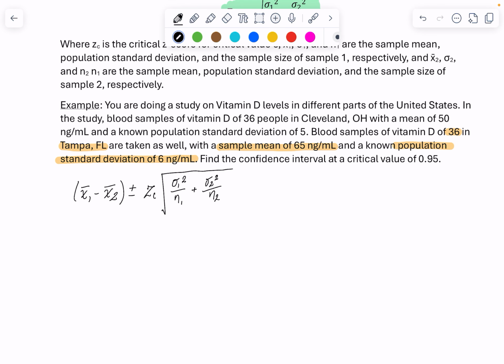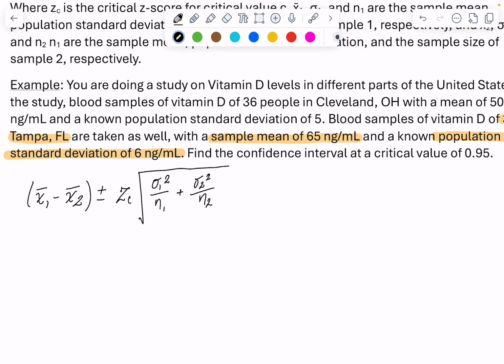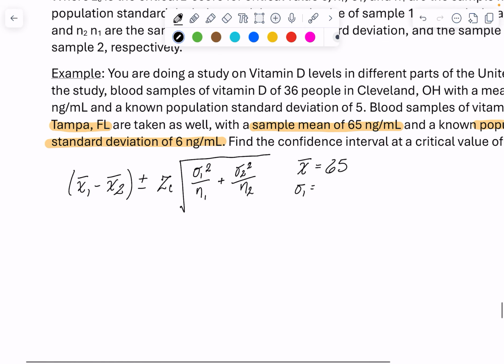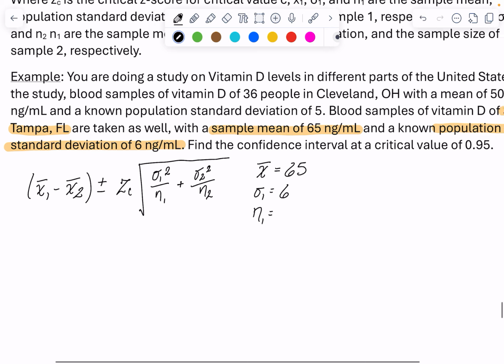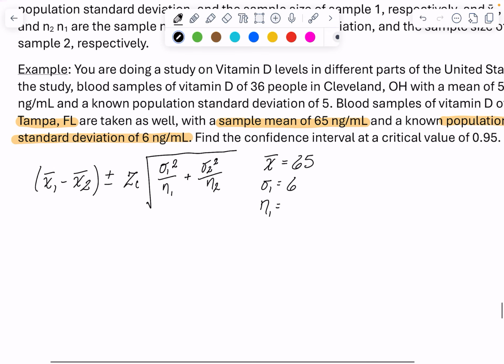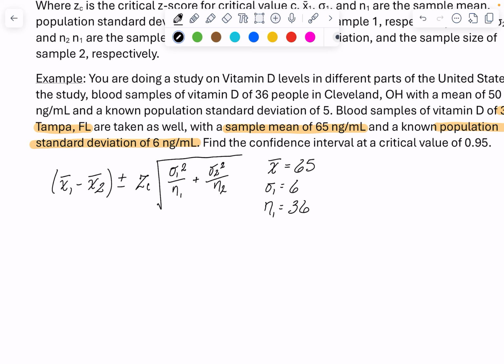So let's start writing all of this out. Sample mean 65. Population standard deviation 6. Sample size 36. I'm going to sub 1 there.